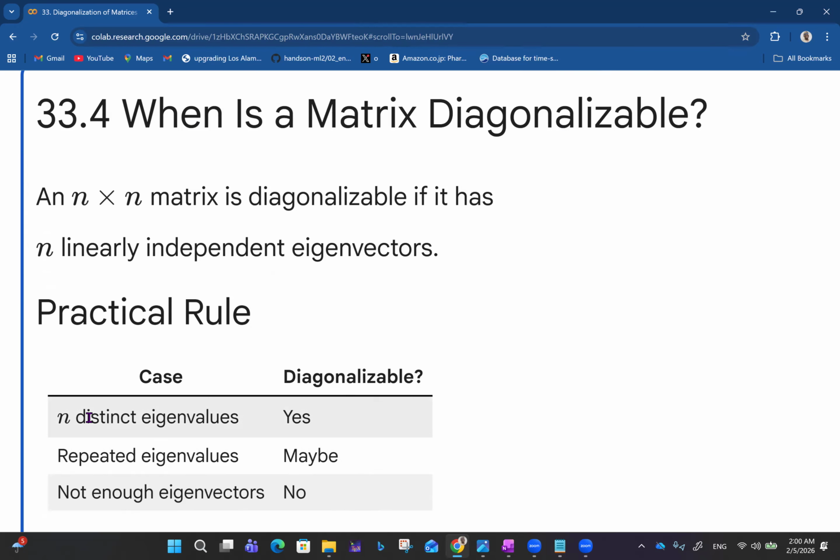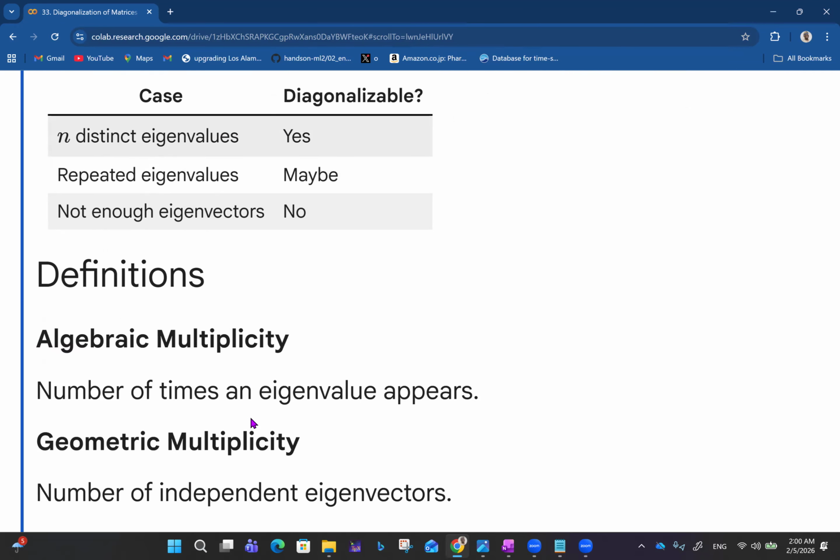So what if you have n distinct eigenvalues? Yes, you can diagonalize the matrix. If you have repeated eigenvalues, maybe, but no guarantees. Then if you have not enough eigenvectors, then that's totally no, right? But the sure thing is, if you have n distinct eigenvalues, then you can diagonalize the matrix.